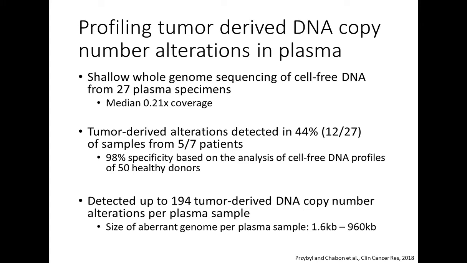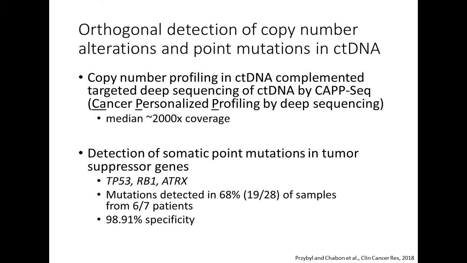Shallow whole genome sequencing was performed on cell-free DNA extracted from 27 plasma specimens with the median coverage of 0.21x. This allowed us to identify tumor-derived alterations in 44% of the samples in 5 of 7 patients included in this study. Using this approach, we detected up to 194 tumor-derived DNA copy number alterations per plasma sample.